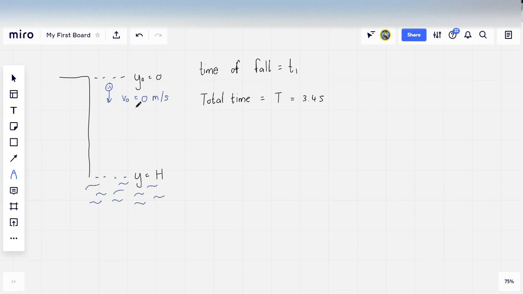So for the falling rock, we'll choose the downward direction as positive, the top of the cliff as y0 equal to 0, the bottom of the cliff y is equal to h, so the height of the cliff is capital H. The initial velocity we know is 0 since the rock is dropped from rest. The time of the fall we'll call t1, and the total time, capital T, is 3.4 seconds. That's the time for the rock to fall and for the sound wave to return to the observer.